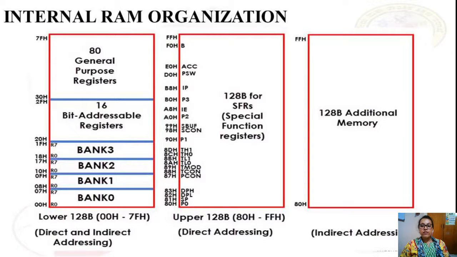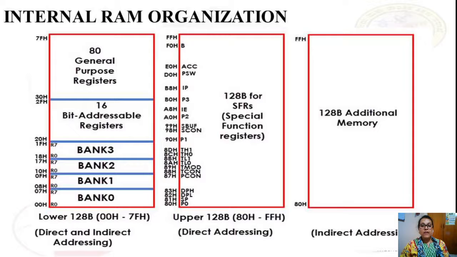In the first 128 bytes of RAM, the memory address from 00 to 1FH consists of 32 working registers that are organized as 4 banks: Bank 0, Bank 1, Bank 2 and Bank 3. Each bank consists of 8 registers. So totally how many registers? 8 plus 8 plus 8 plus 8, 8 fours are 32 registers.